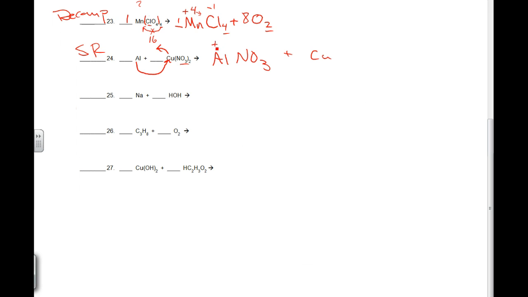As always, balance charges, +3, -1, Al(NO3)3, plus copper. If I have a 3 and a 2, I swap a root. That 2 made 2 aluminums. I'm going to put a 2 there. That 3 here made 3 coppers. I put a 3 here, and I'm done.